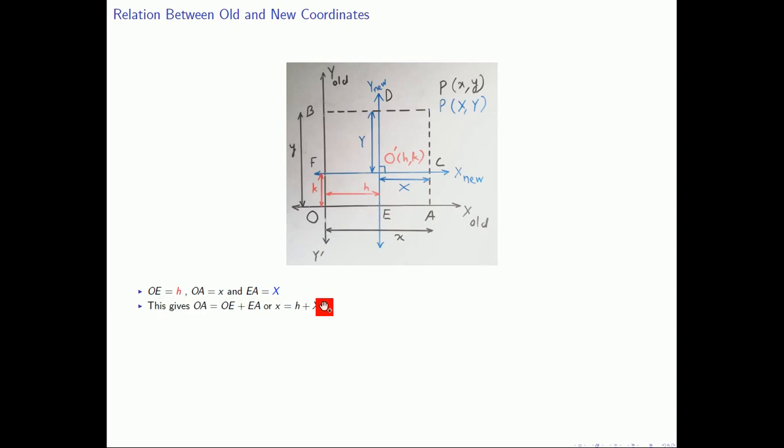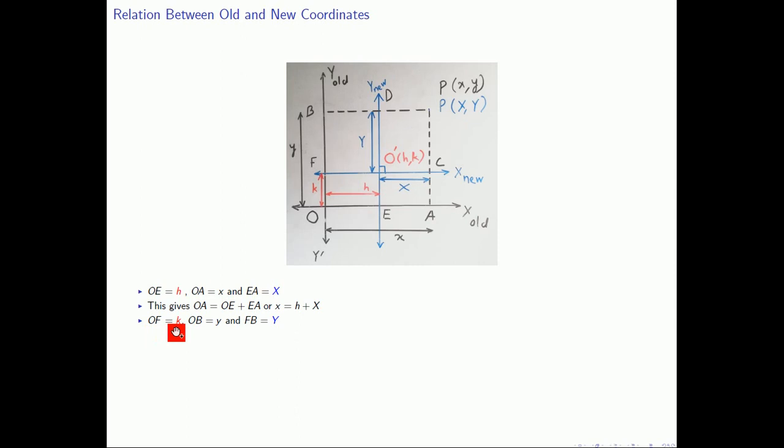Hence, I can also write OA as OE plus EA by geometry because points O, E and A are collinear. Therefore, OA, which is equal to small x, can be represented as OE, which is small h, plus EA, which is capital X. Therefore, I have now obtained a relationship between the new and old x coordinates, which contains the x coordinate of the shifted origin as well. Let's do this for the y coordinate.